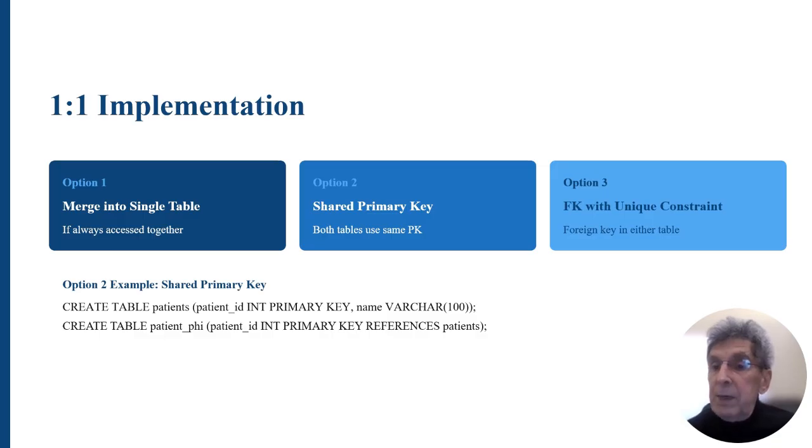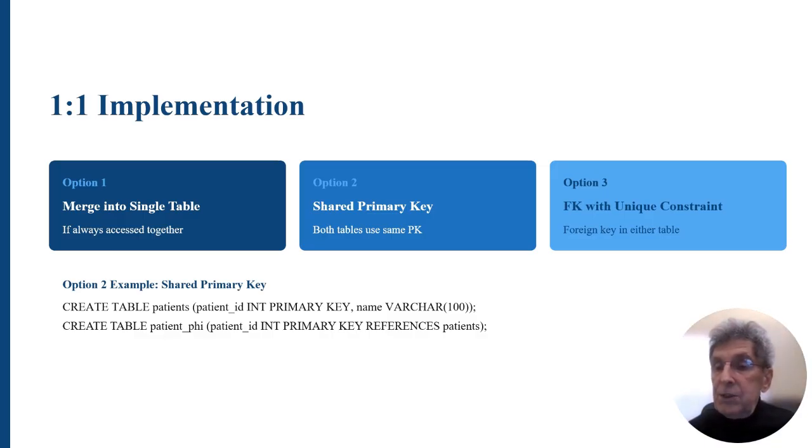How do you actually implement a one-to-one relationship in SQL? Well, option 1, merge into a single table. If the entities are always accessed together and there's no security or performance reason to separate them, just make one table. Patient and patient details become one patient table with all of the attributes.